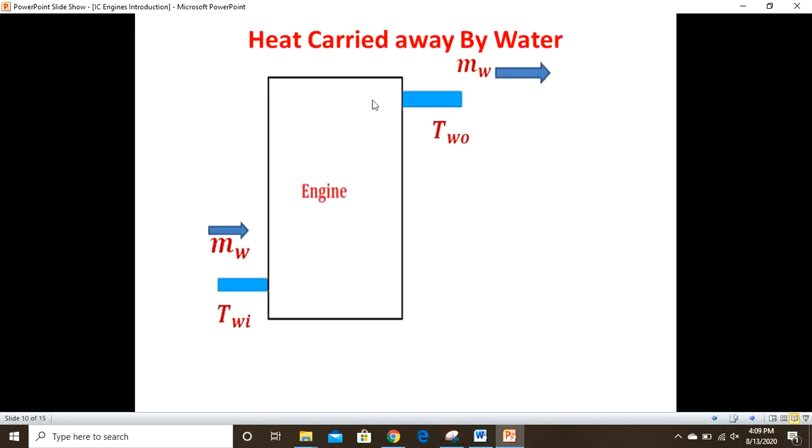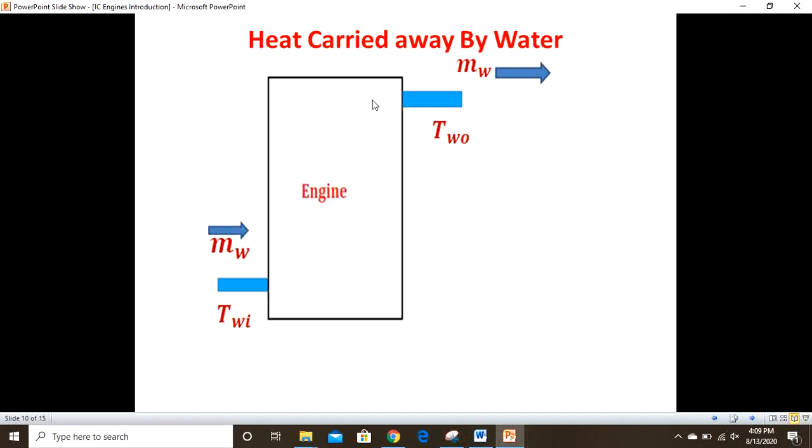Heat carried away by the water. When heat energy is continuously given to the engine, the engine will be heated up. Some amount of the heat energy will be lost. That loss is called the loss to the sink. Therefore, the engine needs to be cooled.